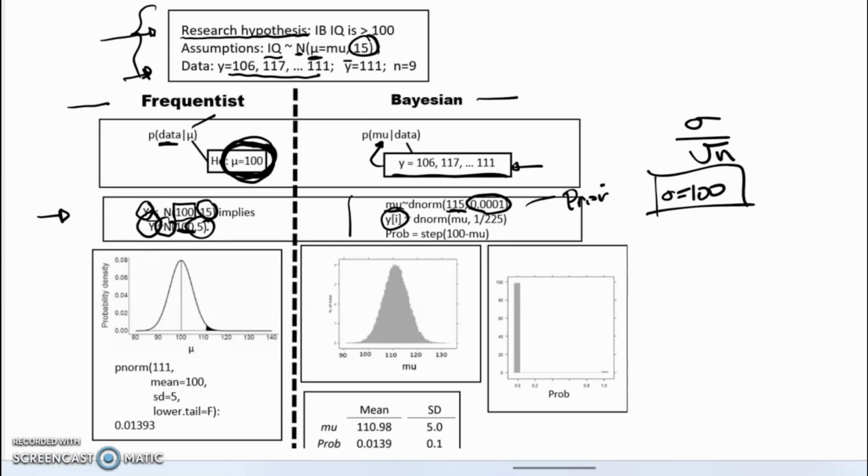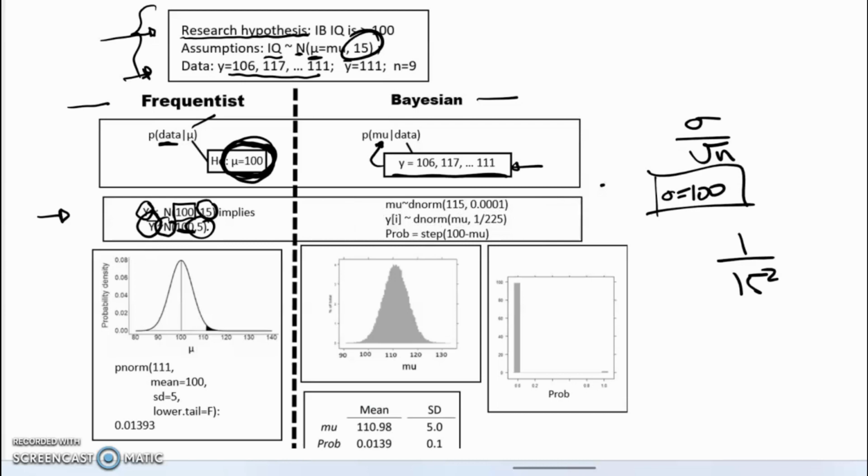Here is our likelihood function. The data are kept constant at these values here, and those are assumed to arise as random draws from a normal distribution with mean mu. That's what we're interested in, and precision 1 over 25. Again, standard deviation is 15. 1 over 15 squared gives us 1 over 225.